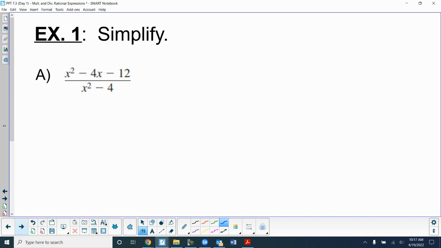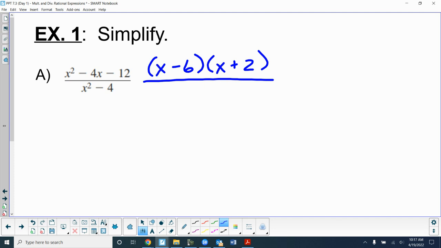So, Caitlin, what does the top, the numerator, factor into? What are the factors of what times what equals negative 12, but when you add them, you get negative 4? Negative 6 and 2. Good. So negative 6 times positive 2 is negative 12. And when I add negative 6 plus 2, I get negative 4. And again, to get x squared, it's just x and x. Okay? So we haven't factored for a while, but that's nothing new to us, right?